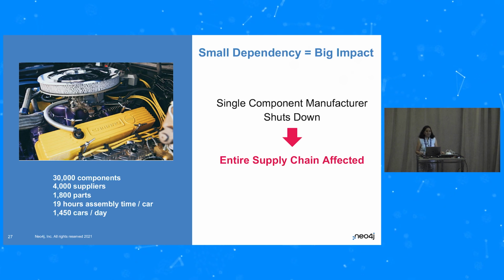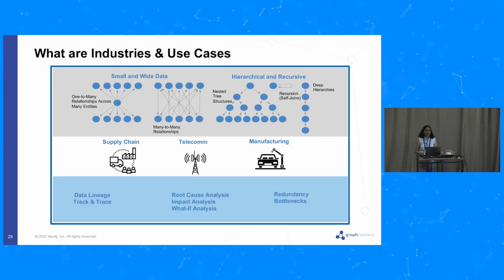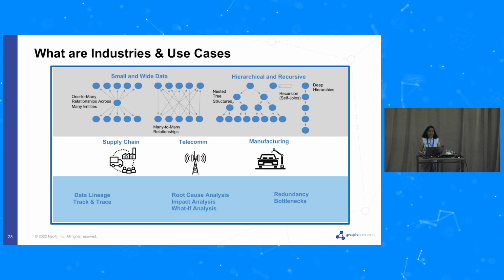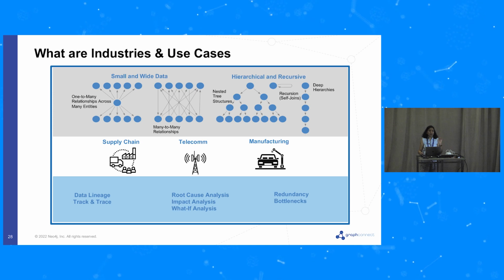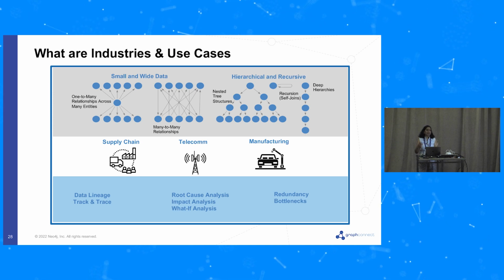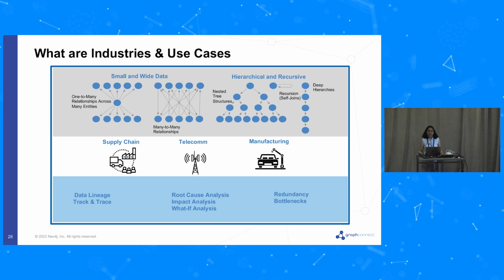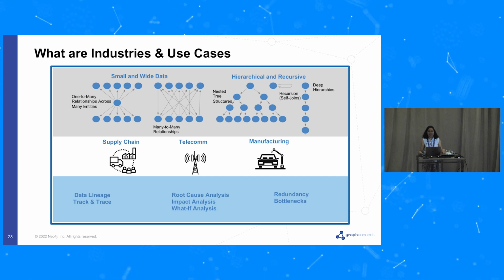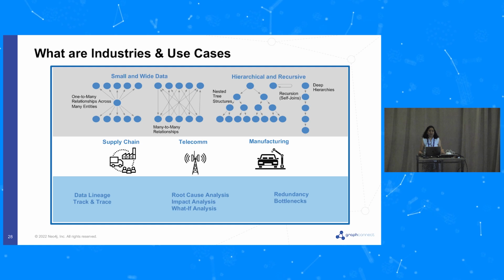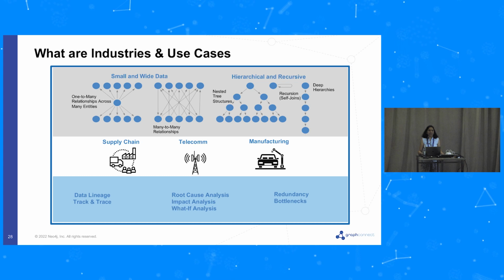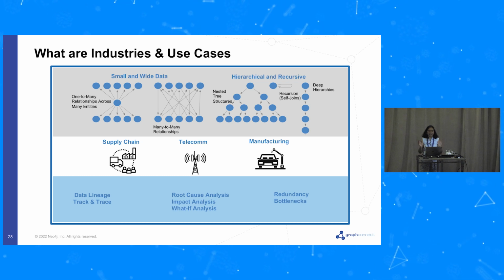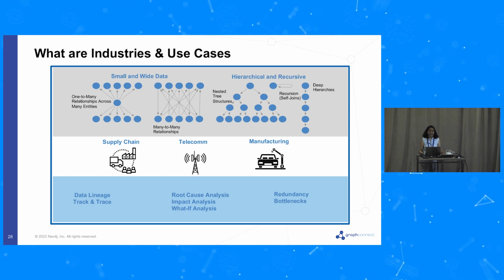Okay, so what are some of the industries and use cases? Before I dive into that, let me just tell you what the data characteristics of dependency knowledge graphs look like. Typically, it's small and wide data, and either there are one-to-many relationships, but more often than not, you'll find that there are many-to-many relationships. That's where there are so many dependencies, right? You also find this kind of hierarchical and recursive data that plays a big role with dependency knowledge graphs. What are some of the industries? We have telecom, manufacturing, supply chain, but of course, again, keep in mind that these aren't the only ones.